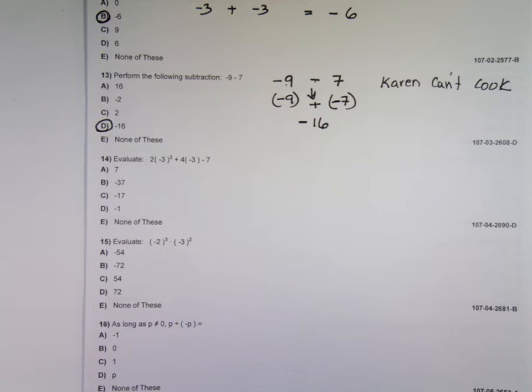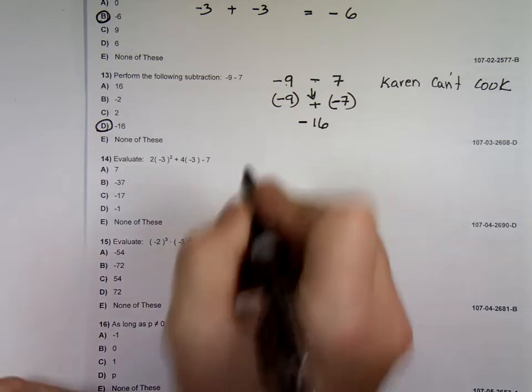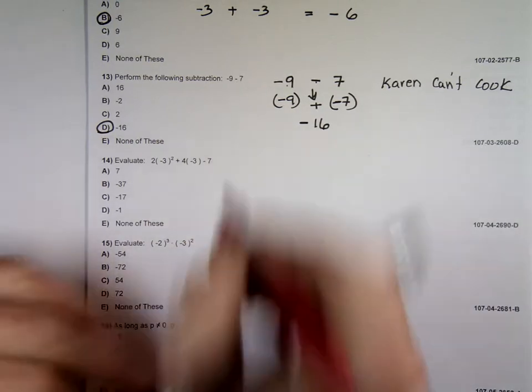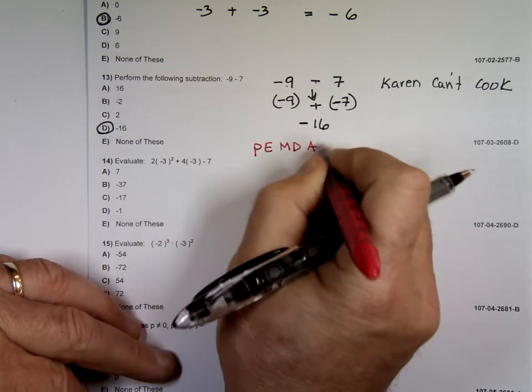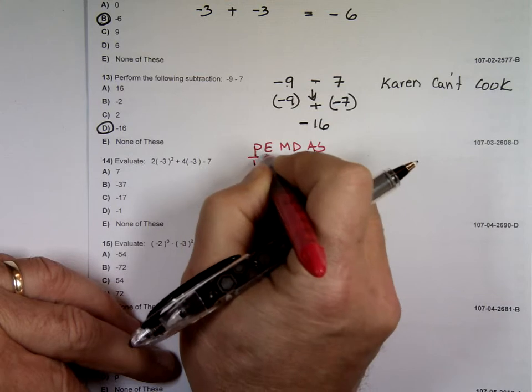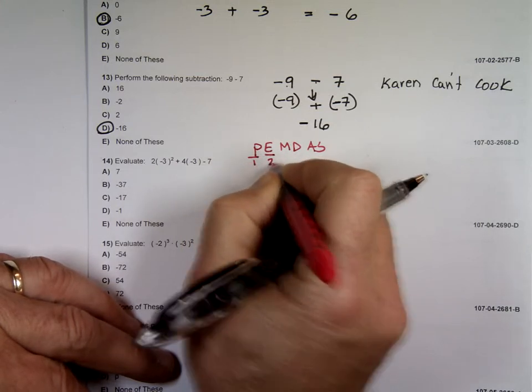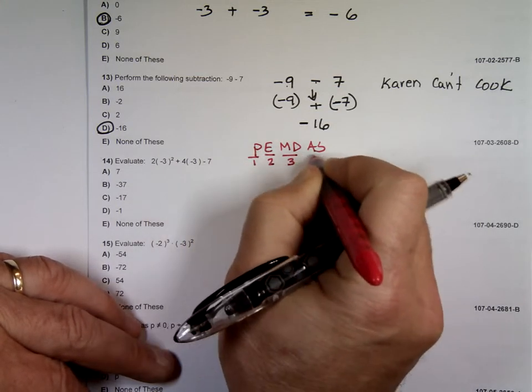Order of operations. Again, we saw it early. Bring it again. PEMDAS. Parentheses first. Exponents second. Multiplication, division third. Addition, subtraction fourth.